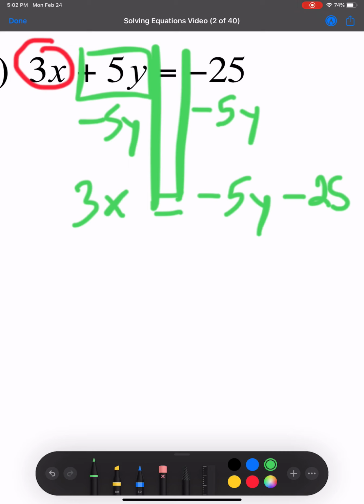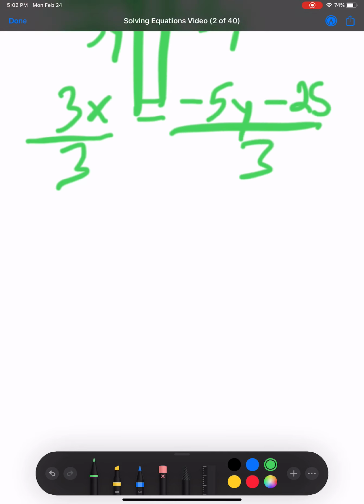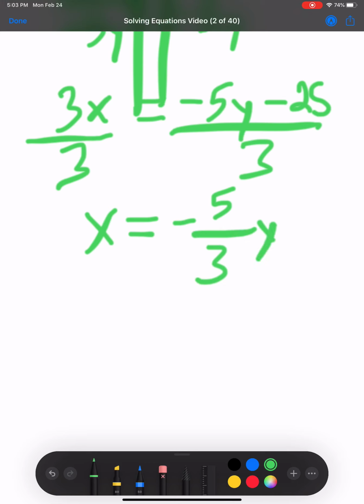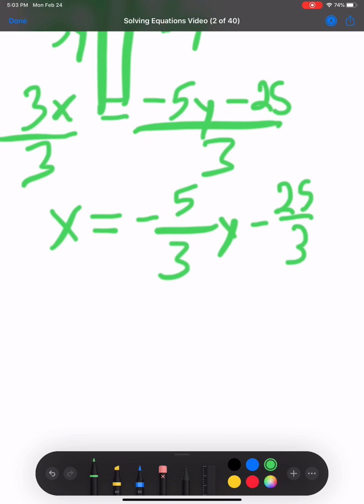Step 1 was add or subtract. Step 2 is multiply or divide. Since this is multiplication, the opposite of multiplication again is division. So we divide both sides by 3. When I do that, on the left I'm left with 1x equals negative 5 thirds y minus 25 over 3, or 25 thirds.